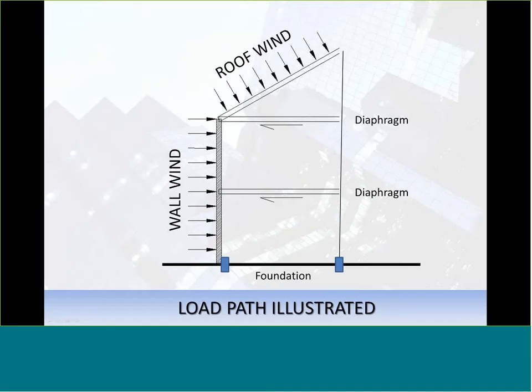So if we go from there, we can talk a little bit about that load path. We've got walls. In this diagram, just a schematic of how your building design would be, we're going to be talking about wall wind loads as we apply loads to the structure. Those loads get applied into the diaphragm level. In this picture, you can see that we've got the diaphragms at the roof level, and we have diaphragms at each floor level.